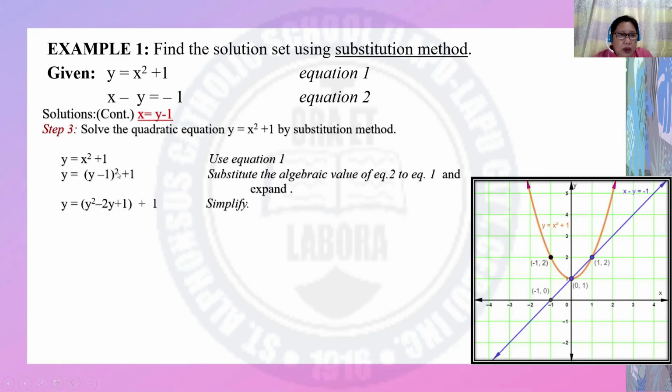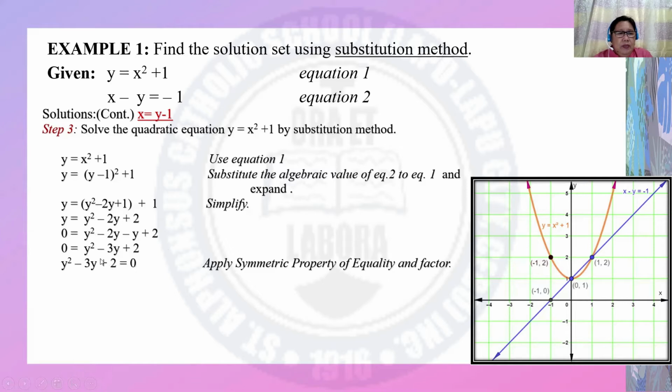And then expand the square of y minus 1 into y squared minus 2y plus 1. Then simplify. So what we have is y squared minus 2y plus 2, because 1 plus 1 is 2. And then we have to transpose y to the right side. So what is left here is 0 is equal to y squared minus 2y minus y plus 2. And we have now 0 is equal to y squared minus 3y plus 2, because negative 2y and negative y is equal to negative 3y.